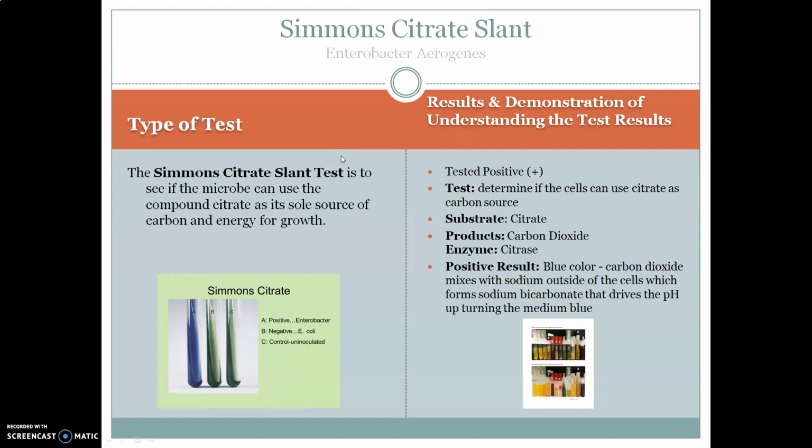The next test I looked at was the Simmons citrate slant test. This test is to see if the microbe can use the compound citrate as the sole source of carbon and energy for growth. My unknown tested positive for this. The substrate is citrate, the product is carbon dioxide, and the enzyme is citrase. The positive result shows a blue color. What happens is that the carbon dioxide is mixed with the sodium outside the cell, which forms sodium bicarbonate that drives up the pH, making it turn into a blue color.